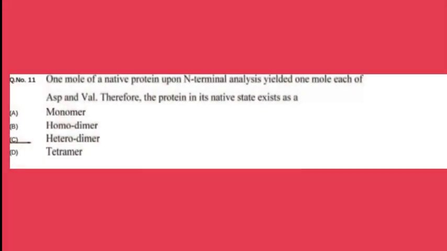1 mole of a native protein upon N-terminal analysis yielded 1 mole each of aspartic acid and valine. Therefore, the protein in its native state exists as? Here, the protein is degraded from the N-terminal. It yields 2 amino acids, and these 2 amino acids are different. So, it is a heterodimer. So, option C is the answer to this question. It is a heterodimer. Then, moving to the next question.